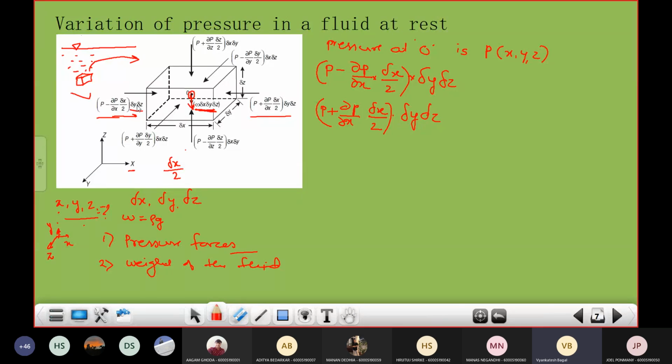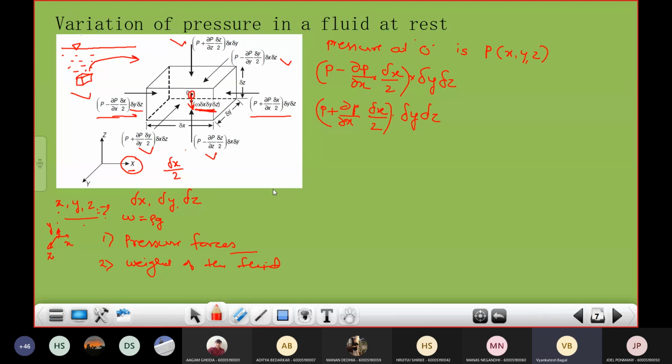How do we take the area? You just have to remove the direction along which you are writing the variation. Suppose for the x direction the face area will be yz, for the z direction it will be xy, and for the y direction the face area will be xz, that is, delta x delta z. Clear? Similarly you can write down the remaining terms.